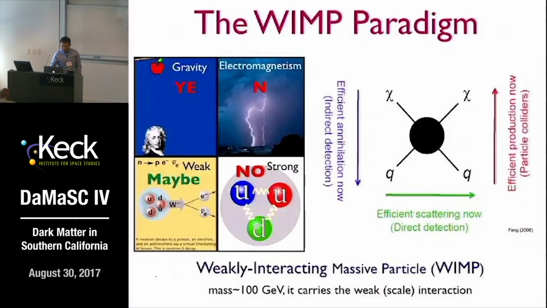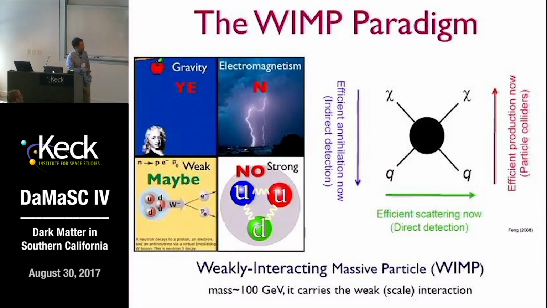All right, so as we know, dark matter exists, and the well-studied dark matter candidate listed in the particle physics community is called the WIMP, the weakly interacting massive particle. What you do is you assume a particle with a mass of about 100 GeV. This is the so-called weak scale, and it carries the weak scale interaction. And we like the WIMP paradigm very well. The reason is that it is very predictive, actually.